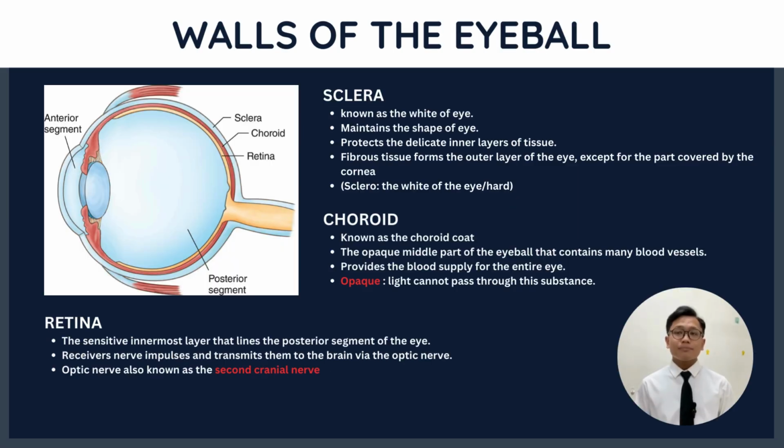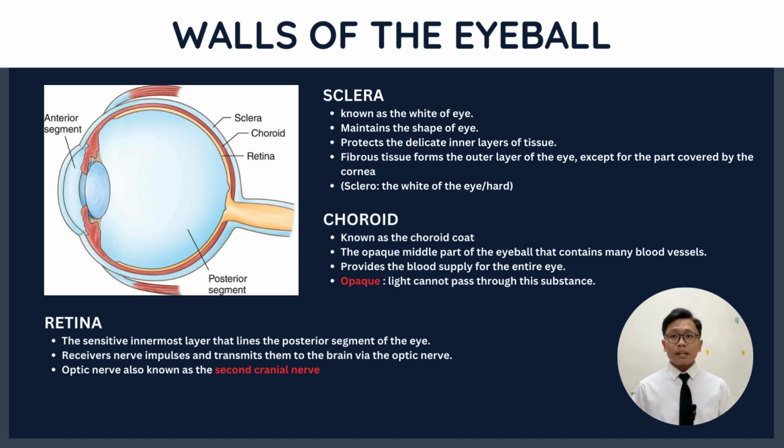Walls of the eyeball. There are 3 layers, which are sclera, choroid, and retina. Let's explain more about sclera. Sclera, known as the white of the eyes, maintains the shape of the eye, and it also protects the delicate inner layers of tissue. Fibrous tissue forms the outer layer of the eye, except for the part covered by the cornea. Sclero is a combining word, which means the white of the eye or hard.